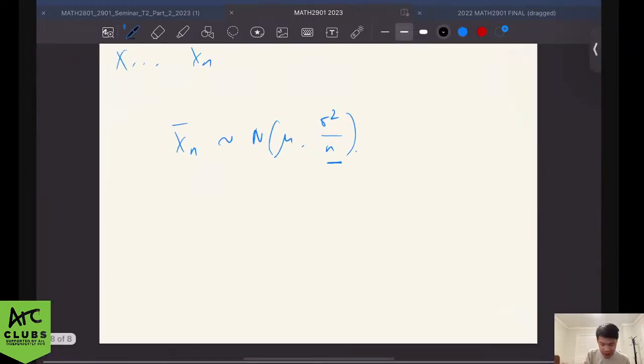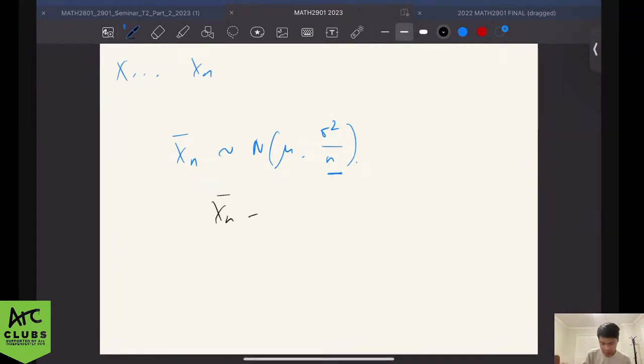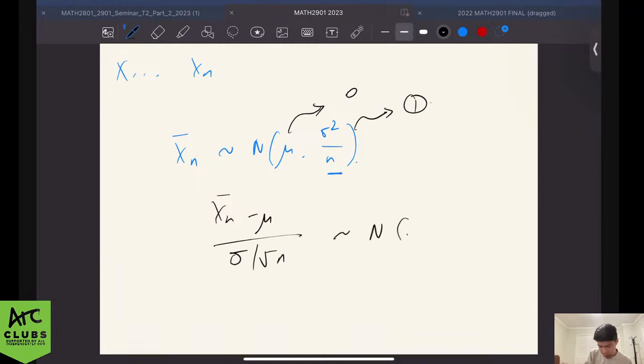Because what can you do? You can z-score, right? You take away the mean. Now this is turned to 0. And then you divide by the standard deviation. This turns to 1. Okay. Alrighty. So the mean minus the actual mean divided by this thing follows N(0,1). And so that's perfect, right?